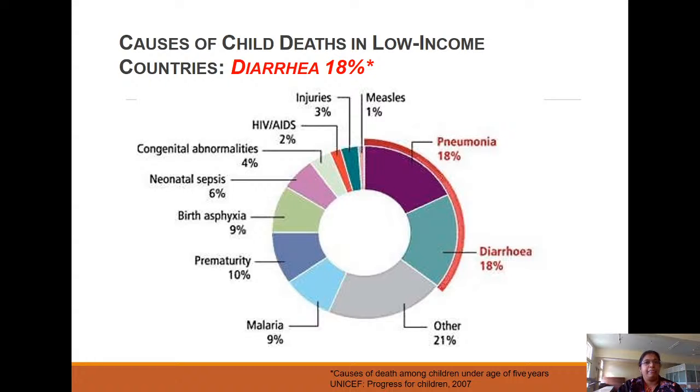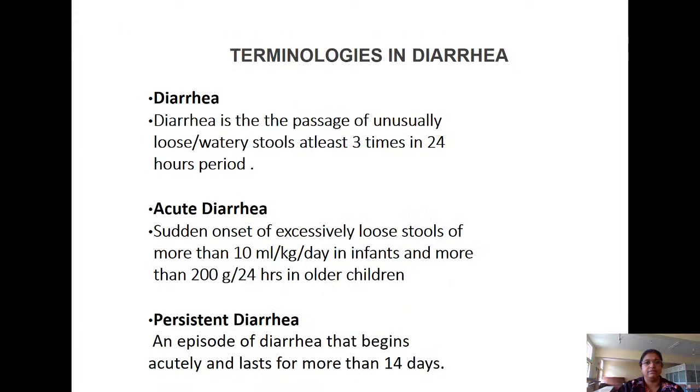Here in low income countries they have done studies and found multiple causes of death in children. You primarily have pneumonia, diarrhea, and others are infections like malaria, HIV, AIDS, neonatal sepsis, birth asphyxia and prematurity. But if you see, almost 40% are contributed by pneumonia and diarrhea only.